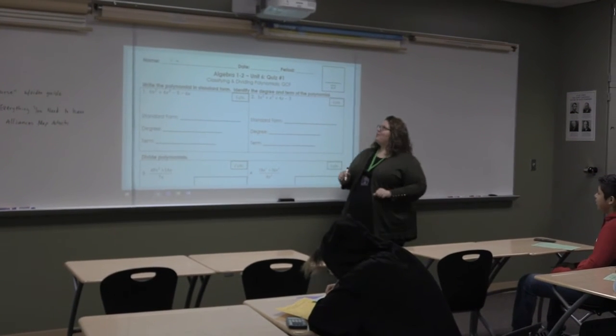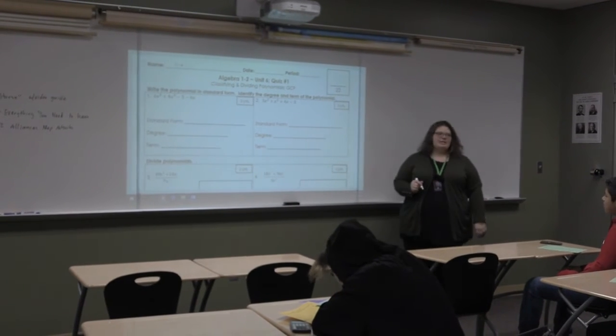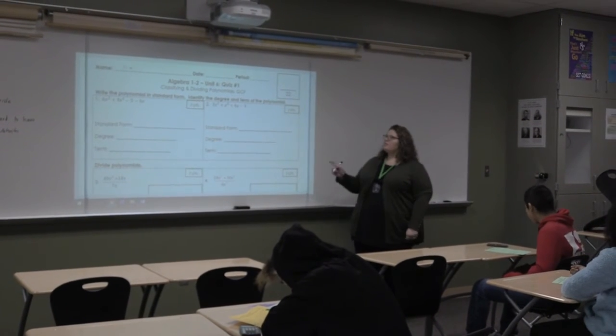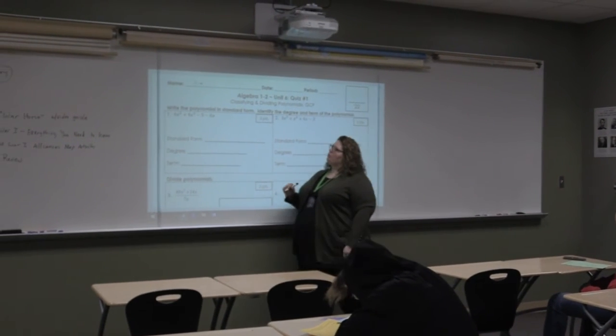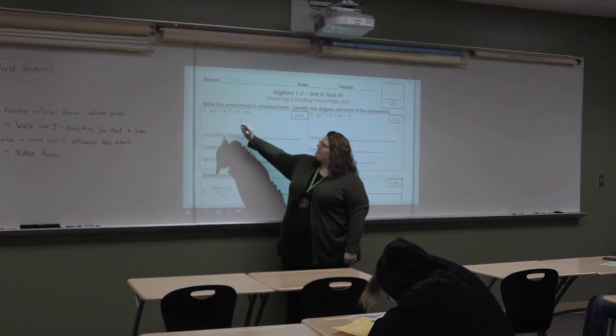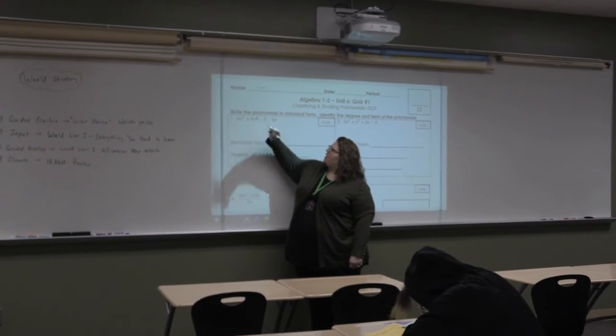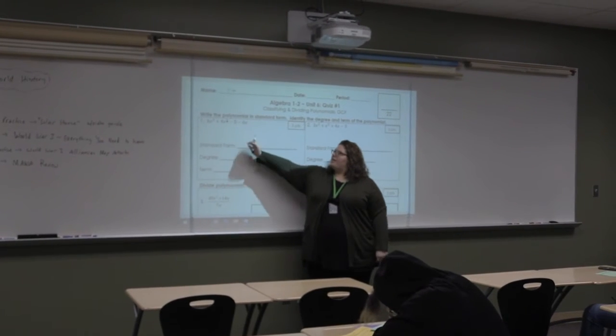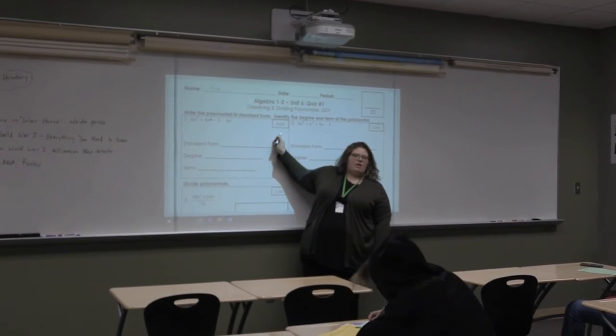Good morning, everybody. We're going to do our quiz retake for quiz number 1. So if you missed number 1 or number 2, we're just going to go over standard form. So for standard form, you want to have the highest exponent. So right here you see we have a 3. And we want to go from the highest to the lowest, or no exponent at all.